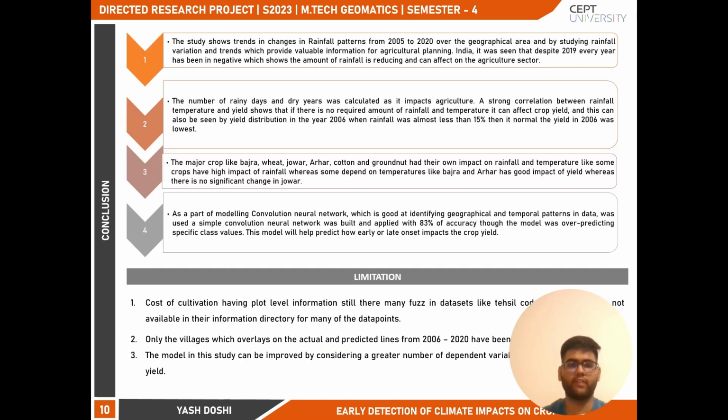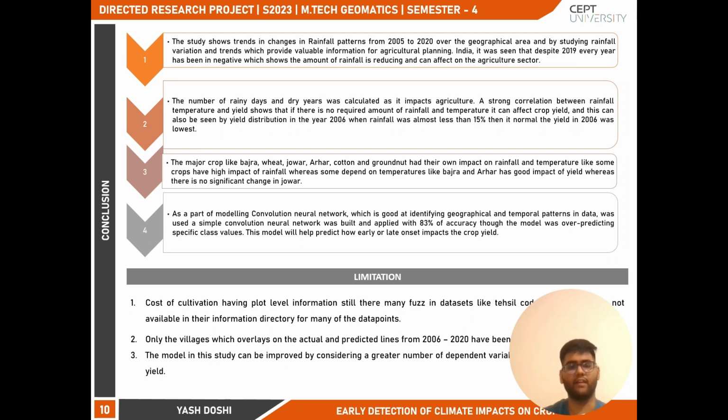So this study shows the trend in changes in rainfall pattern from 2005 to 2020 over India, and it was seen that only in 2019 there was higher rainfall. Rest all the years have been negative, which affects agriculture. The number of rainy days as well as dry years was also calculated, which impact agriculture, and a strong correlation between rainfall, temperature, and yield was seen.